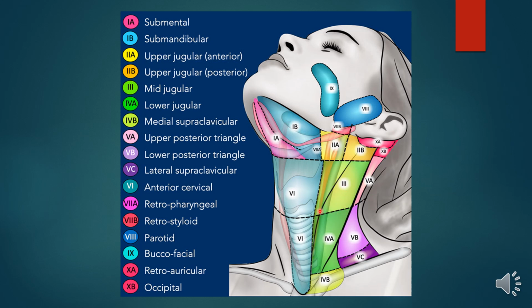But level 4, which is below the level of the cricoid in the anterior triangle, has been further divided into 4A and 4B. 4A is at the level of the thyroid gland, and anything below the level of the thyroid gland at the supraclavicular area in the anterior triangle will be labeled as level 4B. Similarly, the posterior triangle lymph node, level 5, has been divided by the level of the cricoid. Above that will be level 5A, below that will be level 5B, and at the supraclavicular region in the posterior triangle will be level 5C. So finally: 1A, 1B, 2A, 2B, 3, 4A, 4B, 5A, 5B and 5C. As I told earlier, anterior to the trachea in the midline, any lymph nodes will be level 6.